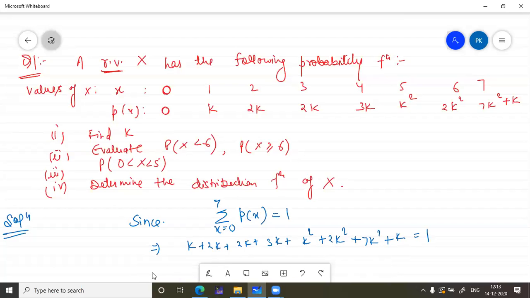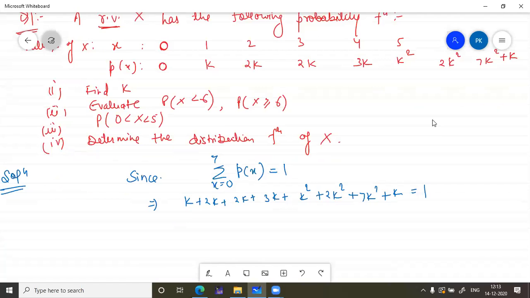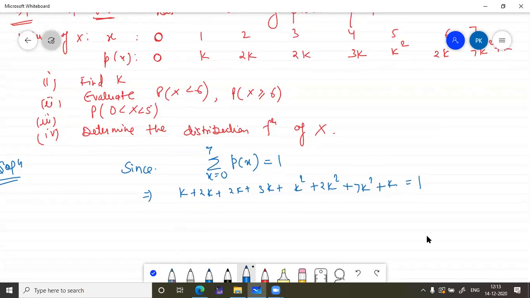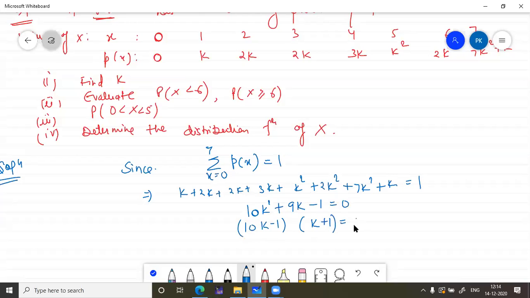Is that okay? Now, क्या वैल्यू होगी इससे? 10k square plus 9k minus 1 is equals to 0. और 10k minus 1, k plus 1 is equals to 0. So k की वैल्यू क्या होगी? 1 by 10. It can't be negative. It's the probability. So it must be greater than or equals to 0. Is this okay? तो फर्स्ट तो यहाँ से इवैल्यूएट हो गया.